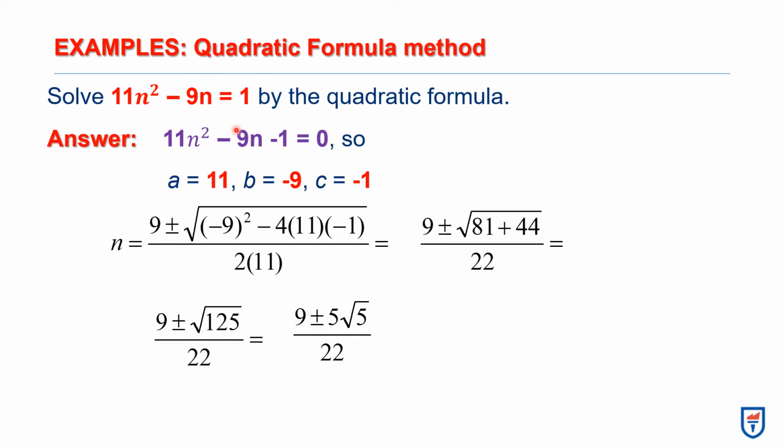So now identify our constants: a constant a that is attached to an n squared, a constant b that is attached to an n, which is minus 9, which is our b, and then a constant that is not attached to any variable, which is our c, which is minus 1.